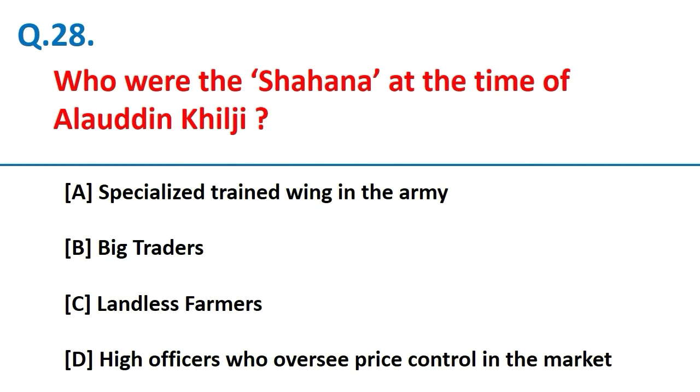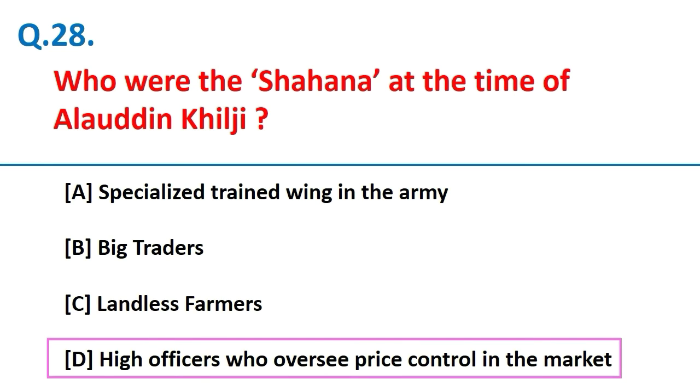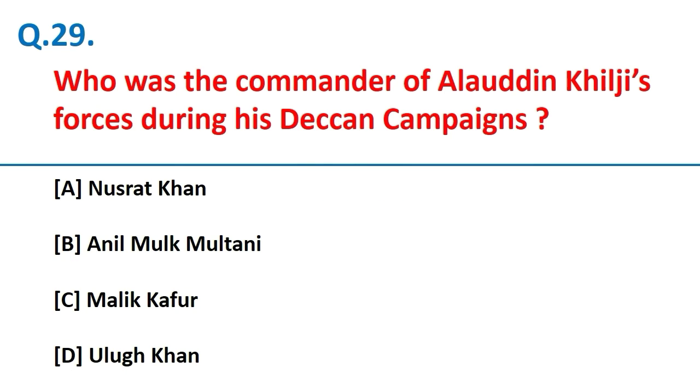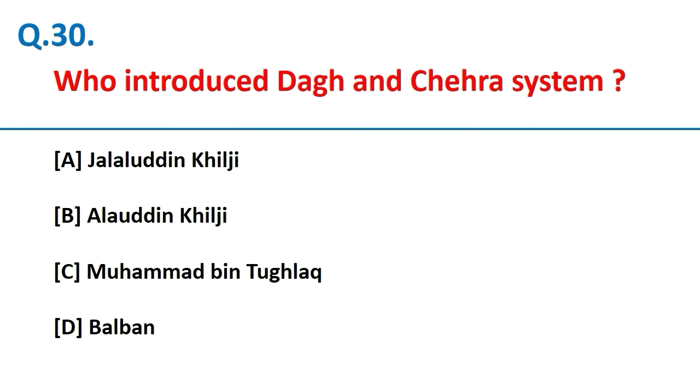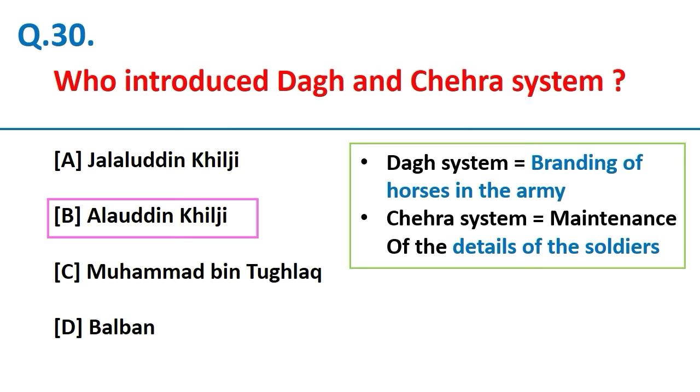Question number 28. Who were the Shahana at the time of Alauddin Khilji? Friends, they were higher officers who oversaw price control in the market. Question number 29. Who was the commander of Alauddin Khilji's forces during his Deccan campaigns? Malik Kafur. Question number 30. Who introduced Dagh and Chehra system? Alauddin Khilji. And friends, Dagh system was branding of horses in the army and Chehra system was maintenance of the details of the soldiers.